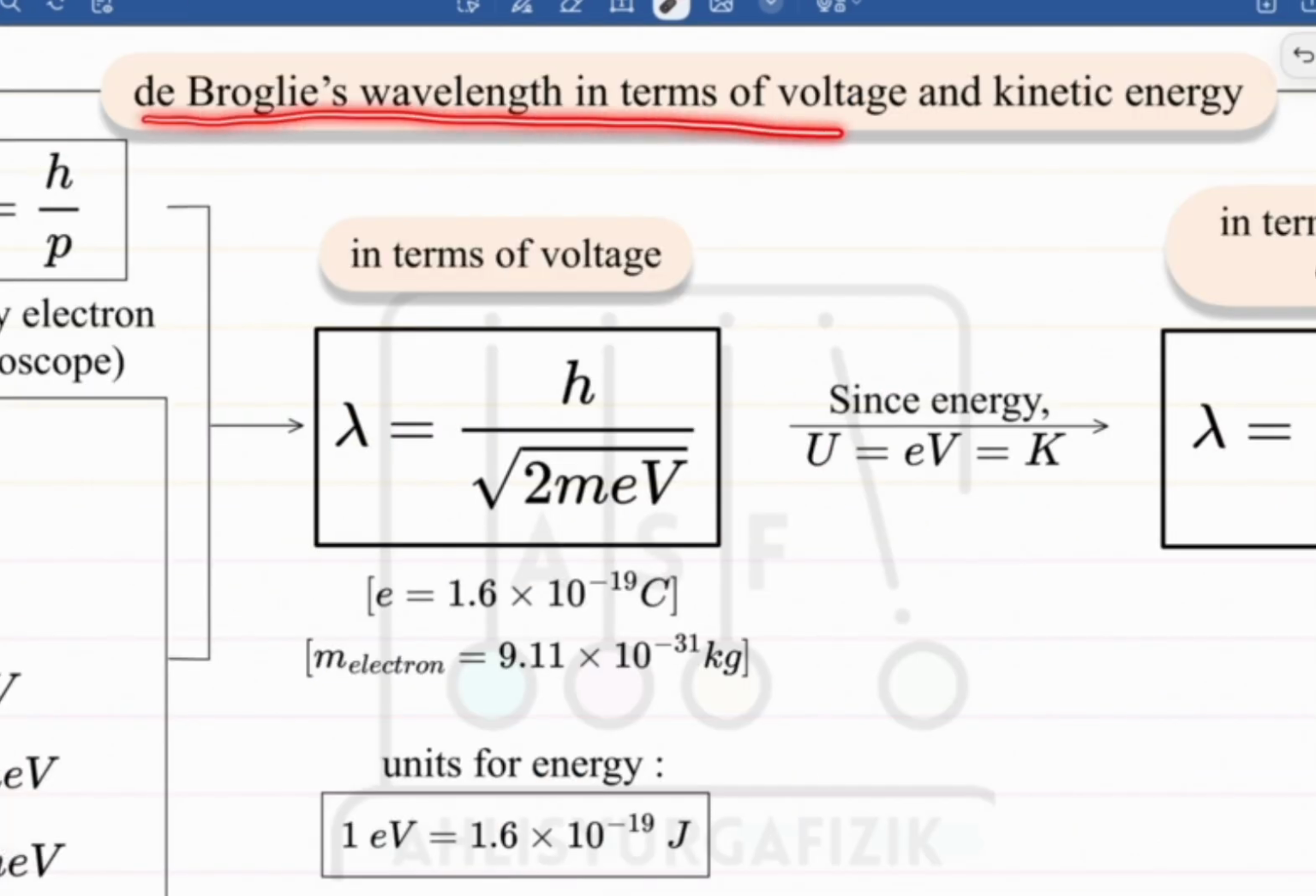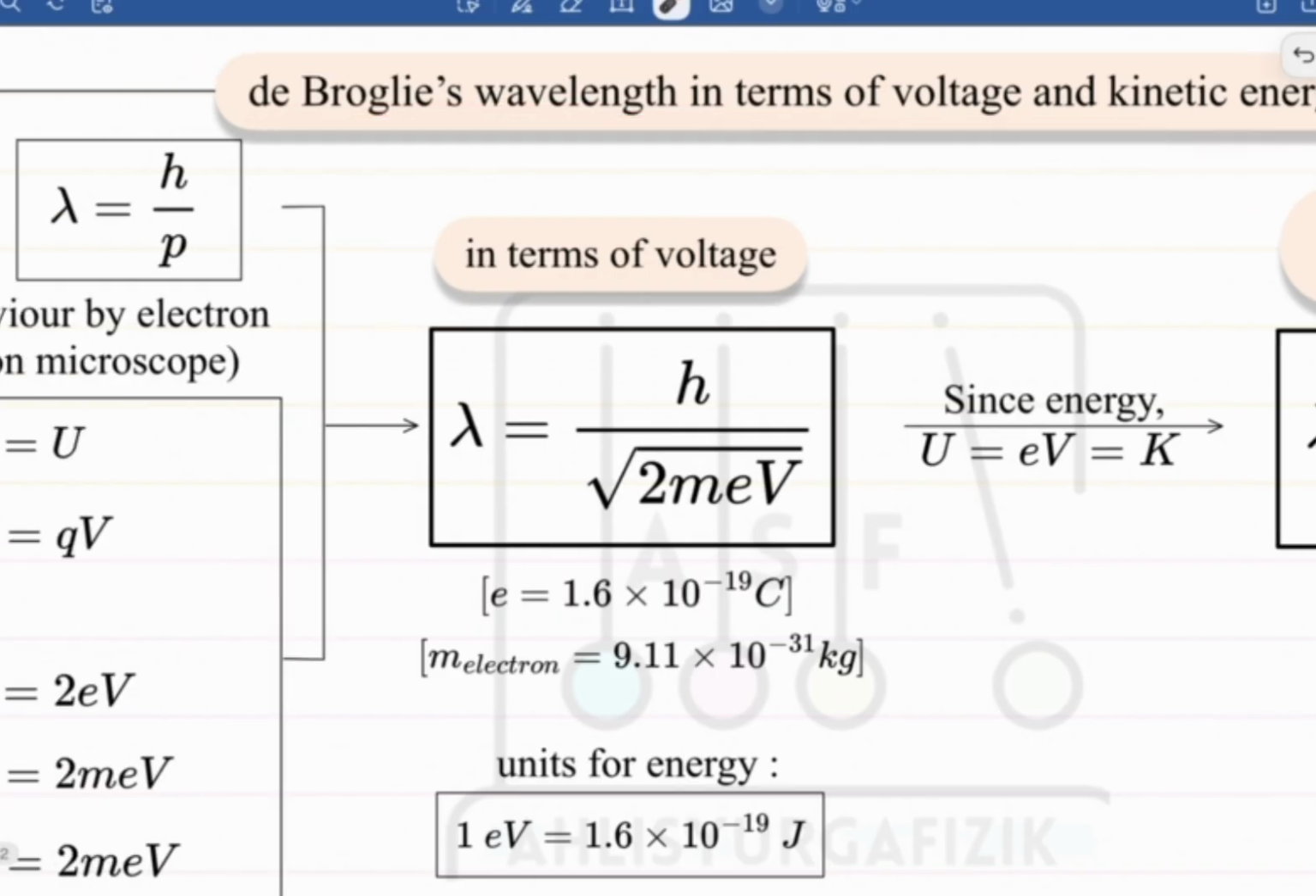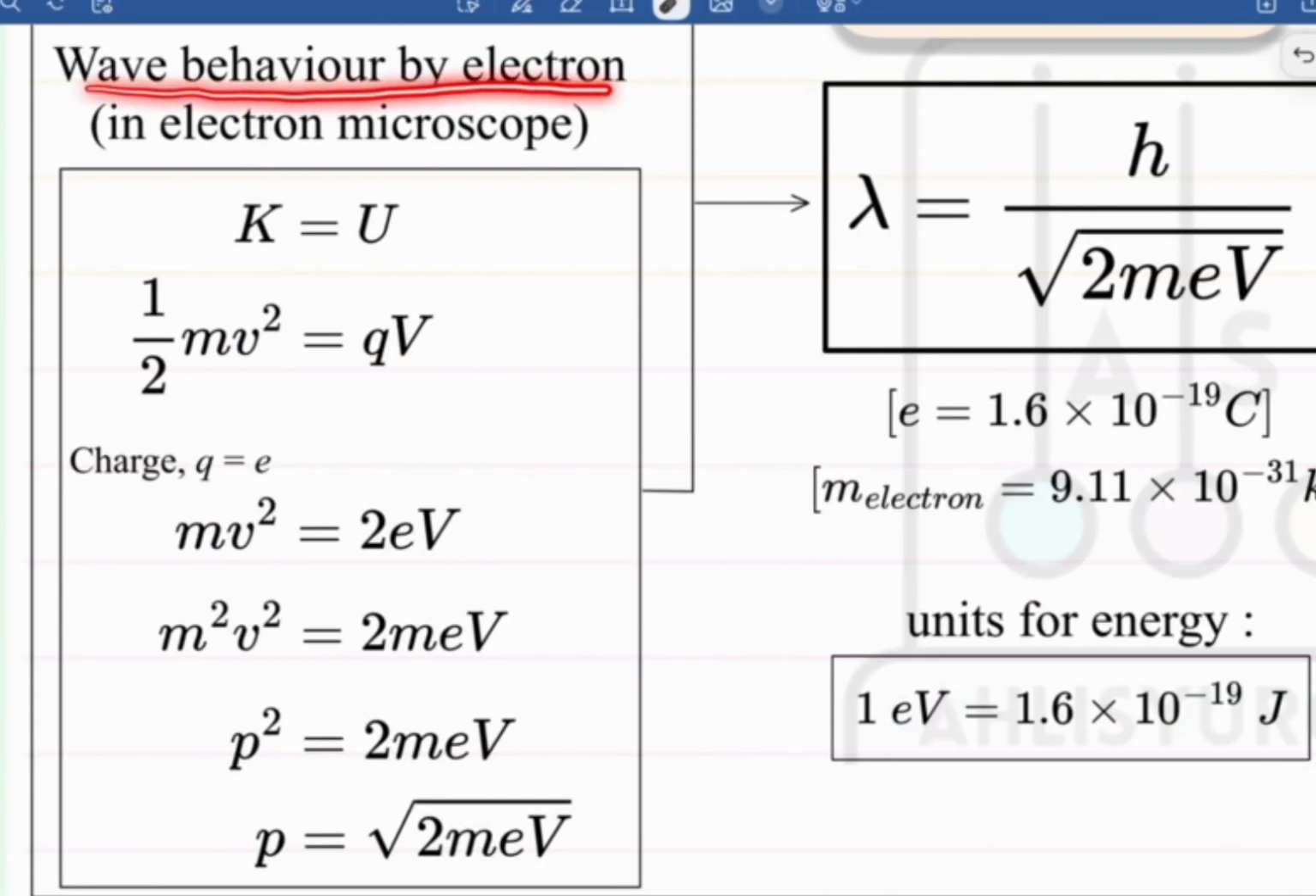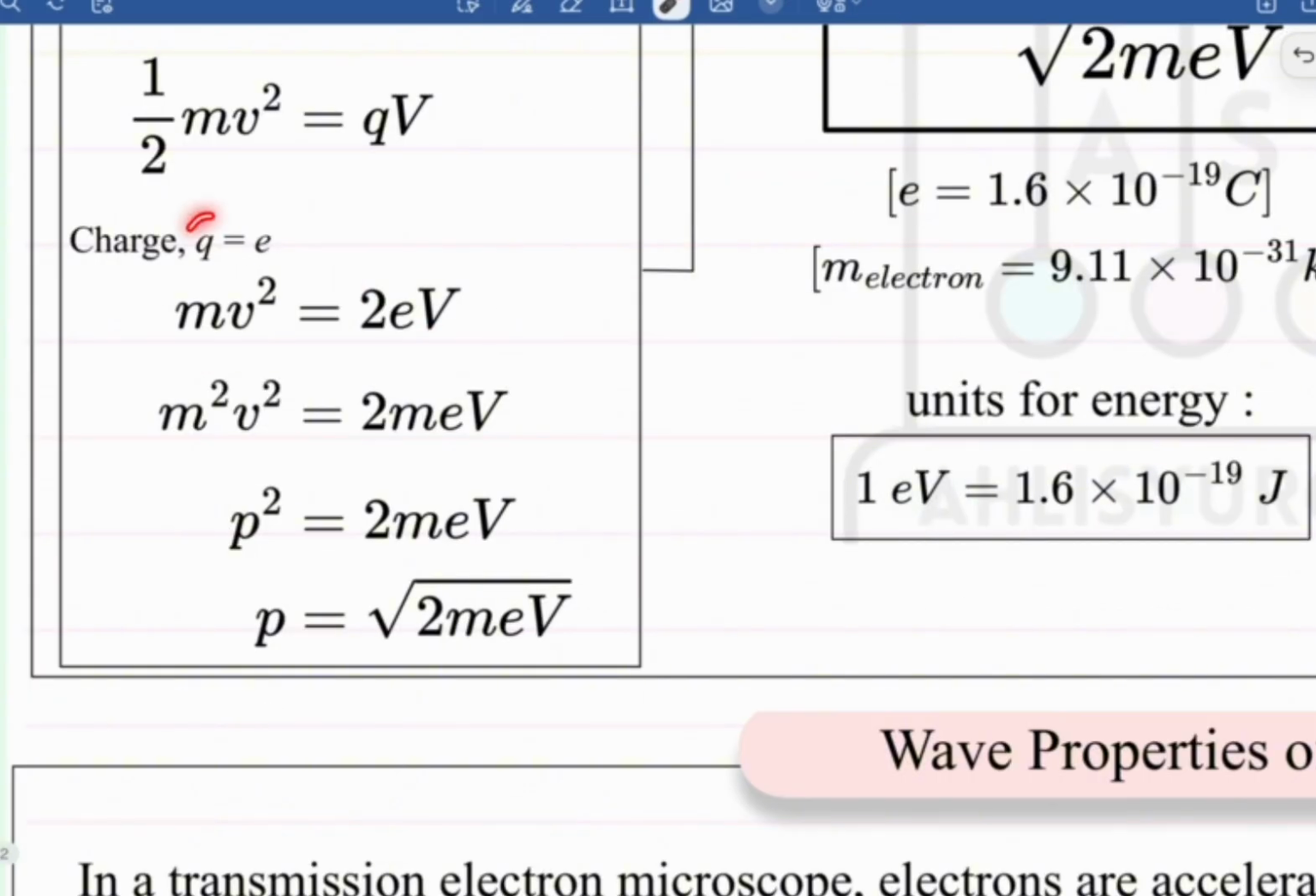Let's go to the de Broglie wavelength in terms of voltage and kinetic energy. In an electron microscope, for the wave behaviour of the electron, the kinetic energy equals the electric potential energy. When we expand, half mv squared equals qV. This equation is in topic 1. Because q can be positive or negative, we're going to take the electron. So mv squared equals 2eV. When we rearrange, we will get momentum equals root 2meV.